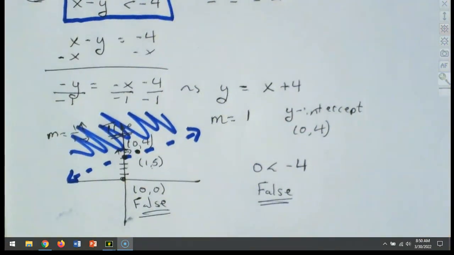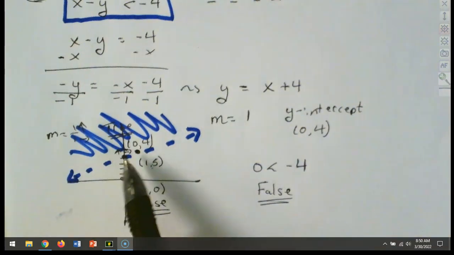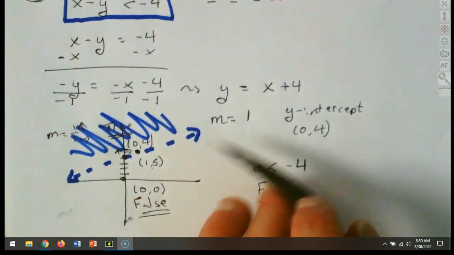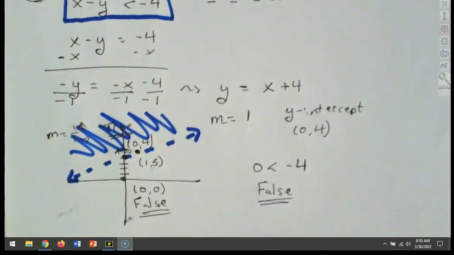Now again, I'm not going to be super picky on the graph. What I'm going to be looking for is I want to make sure that the line is going up from left to right because your slope is positive. I want to make sure you start roughly at 4, that it's a dotted line, and that you shade above. So those are the criteria I'm looking for. If it's a little bit steeper than mine, that's okay. I just want to make sure it looks something similar to that.